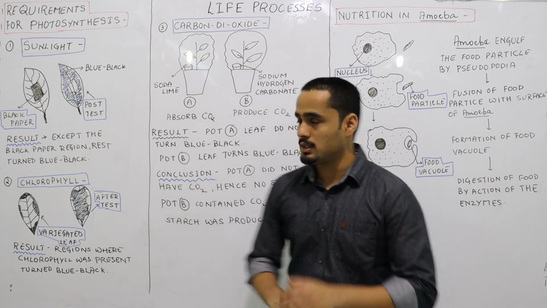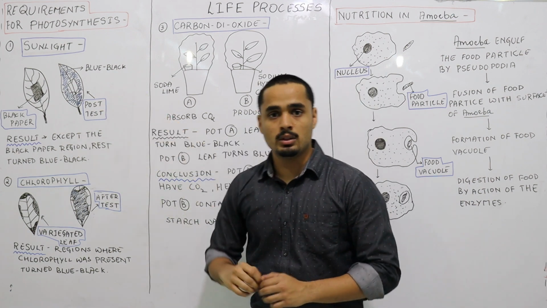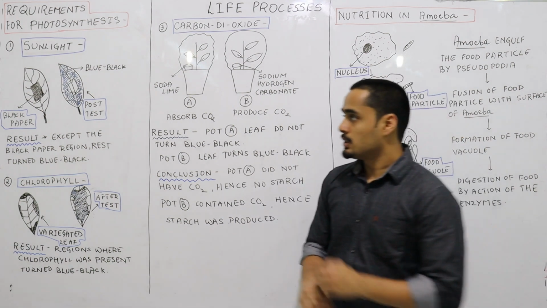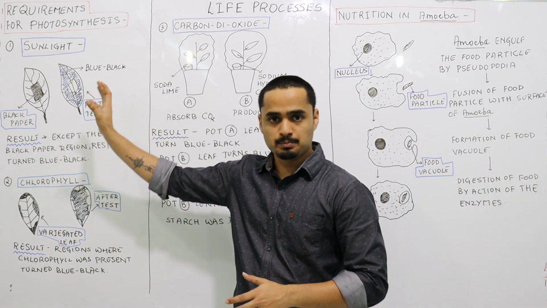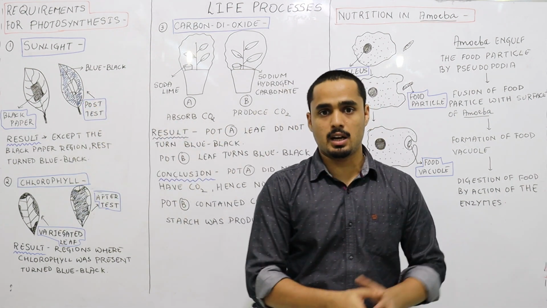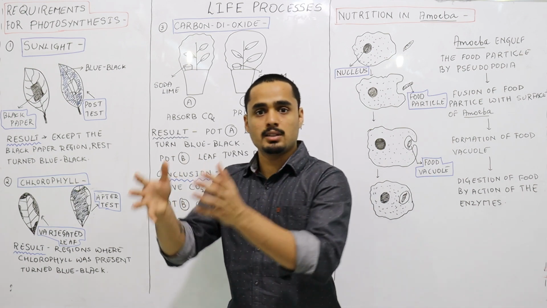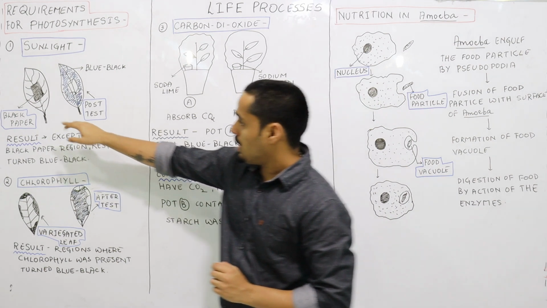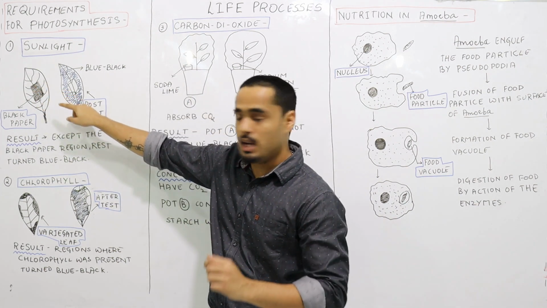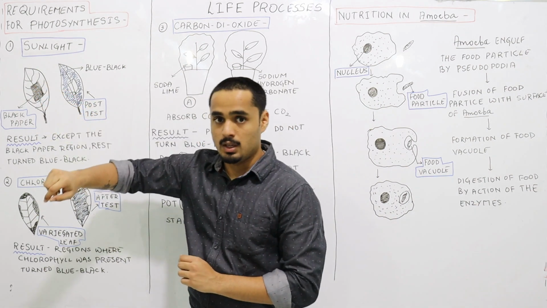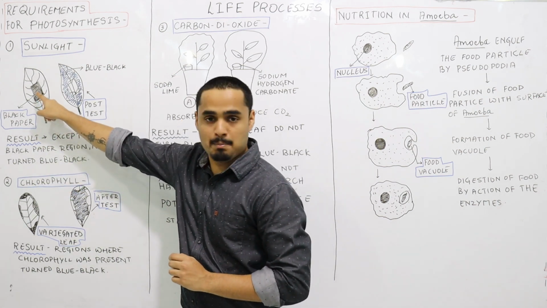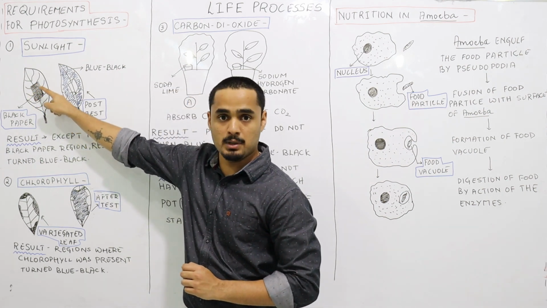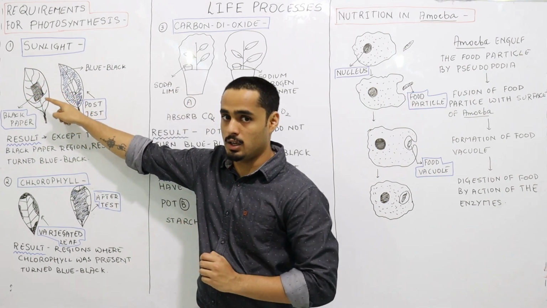So what do we do? First, let's try to understand how the scientists proved that sunlight was a requirement for photosynthesis. What did the scientists do? They took a plant, destarched it by keeping it in the dark room, and then the plant was kept under the sun. But a portion of the leaves of those plants was covered by black paper. So when the sun's light falls, there will be no sunlight falling on the region which is covered by the black paper.